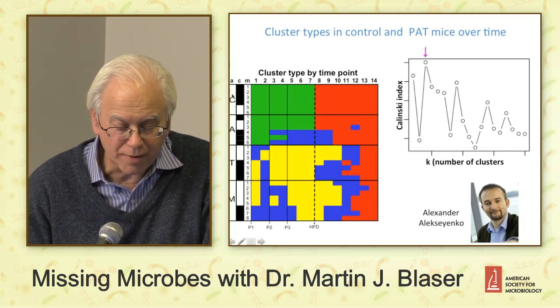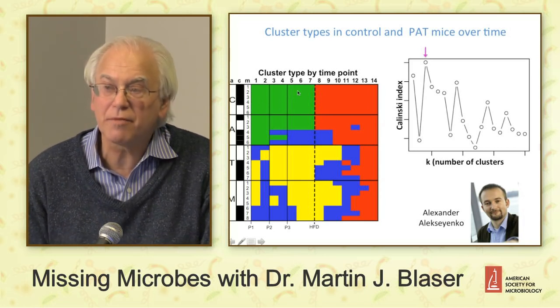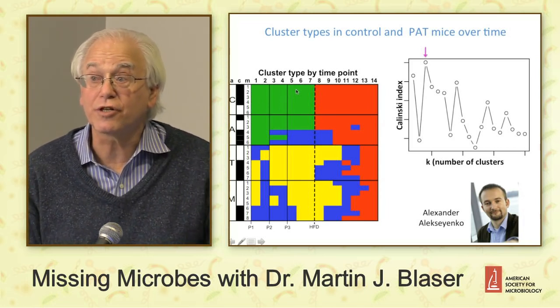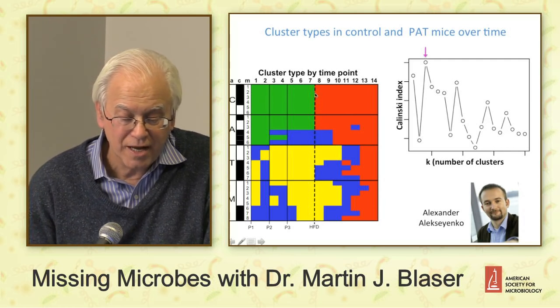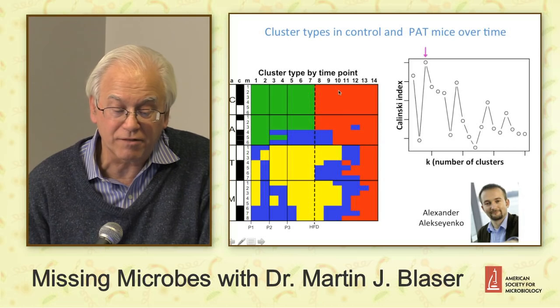So here's the control mice. And they begin life in this green cluster. This is the mom cluster type of population. And when the high-fat diet begins, they all shift to this red cluster.